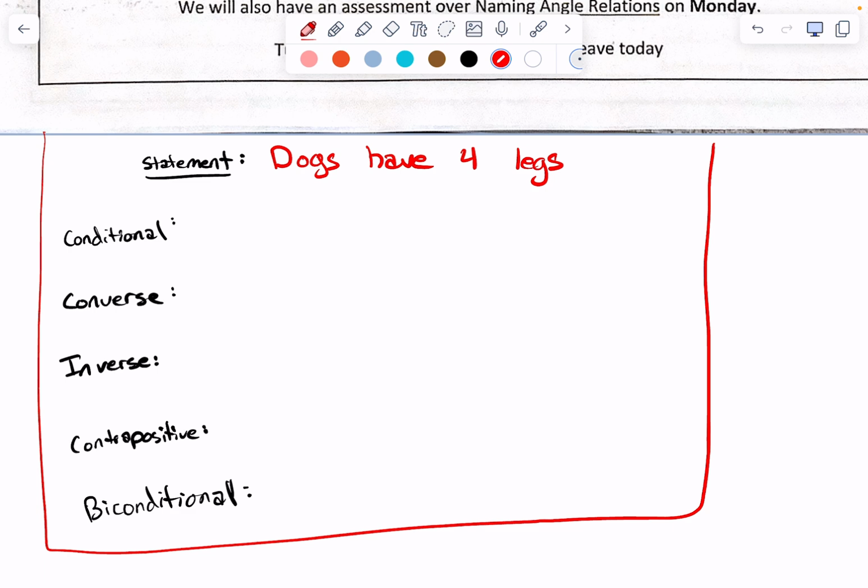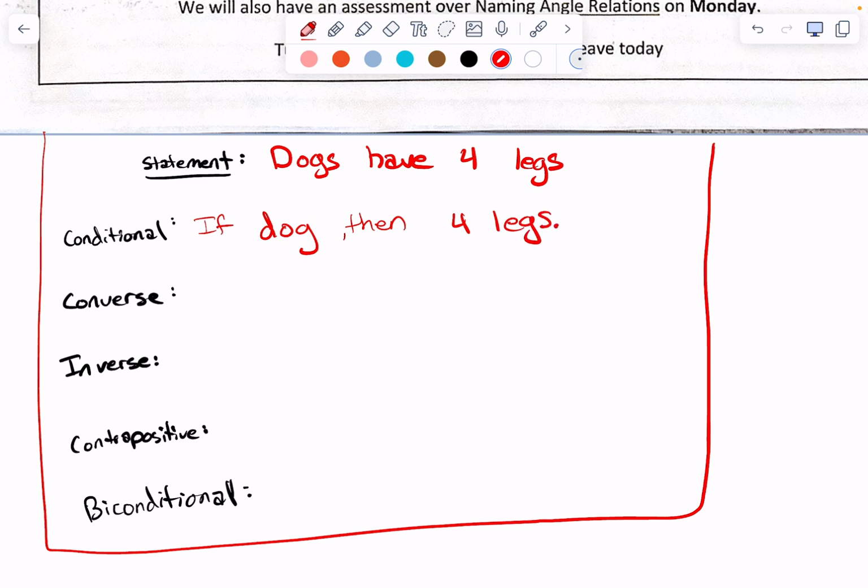A conditional is always an if-then form. So if something happens, then something happens. If it is a dog, it has 4 legs. If it is a dog, then it has 4 legs. And I am going to paraphrase, okay? If it is a dog, then it has 4 legs.